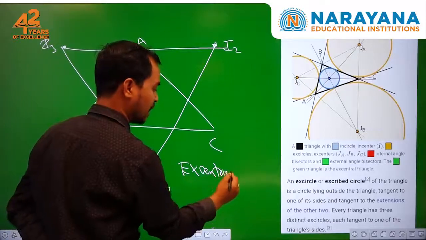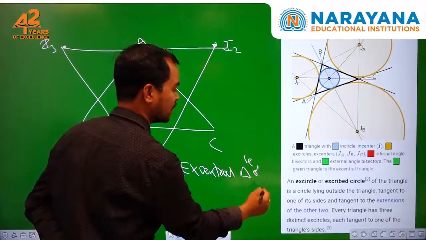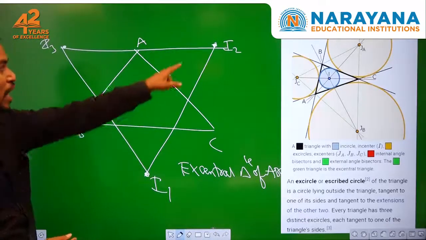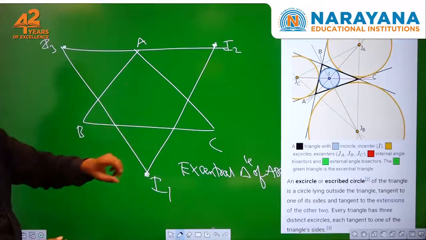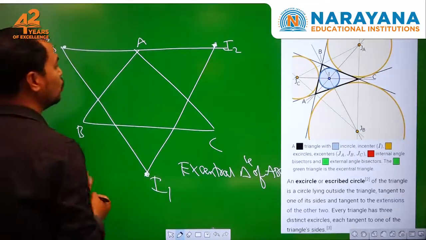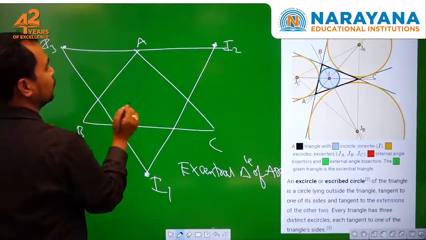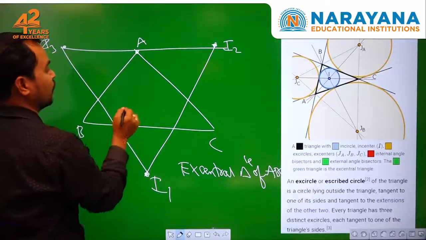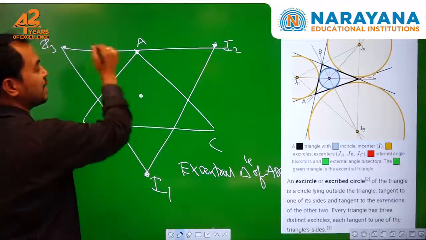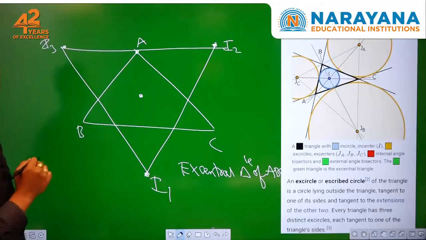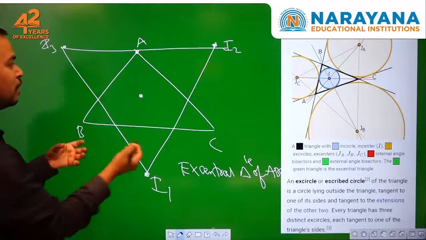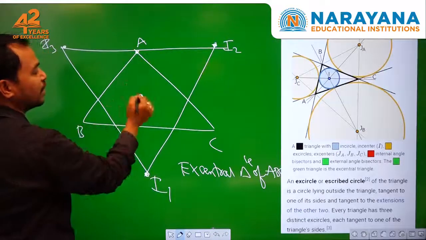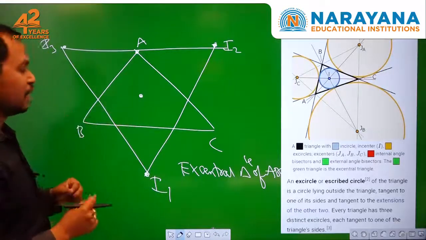Excentral triangle of ABC. What is that name? Because the triangle is formed by joining the excenters. Coming to this excentral triangle, the orthocenter of this excentral triangle is also equal to the incenter of triangle ABC. We did not complete orthocenter yet, it will come later. Remember this point: the orthocenter of I1, I2, I3 is the incenter of triangle ABC.